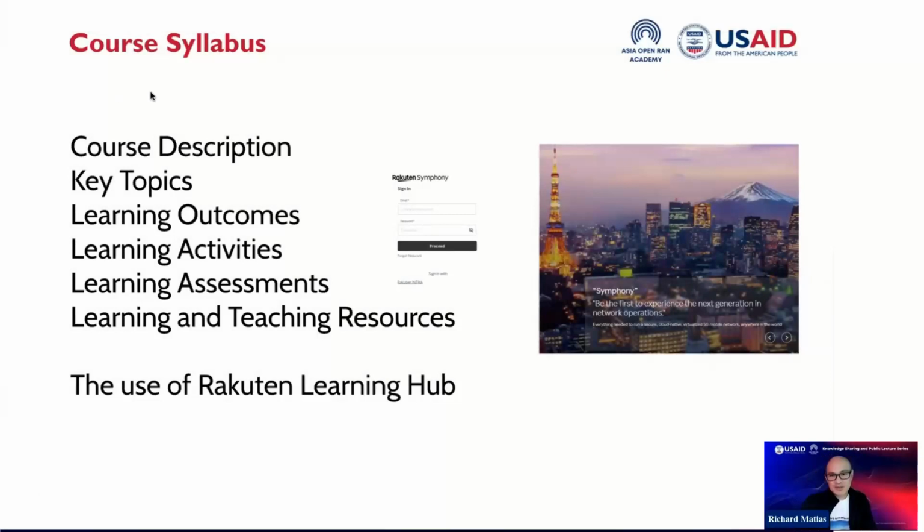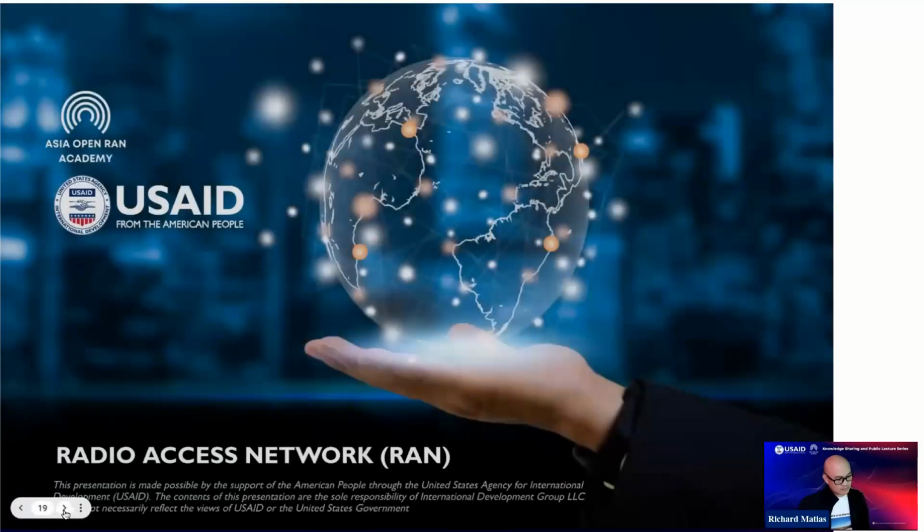Okay, so as mentioned by Dr. Maria, we have 6 foundational courses lined up in Asia Open Run Academy, and then 3 basic courses, and then 6 advanced courses. And all of these courses will have this framework, starting from the course description, key topics, learning outcomes, learning activities, learning assessments, learning and trainings, resources, and of course, the use of Rakuten Learning Hub. So all of those 50 courses follow this framework.